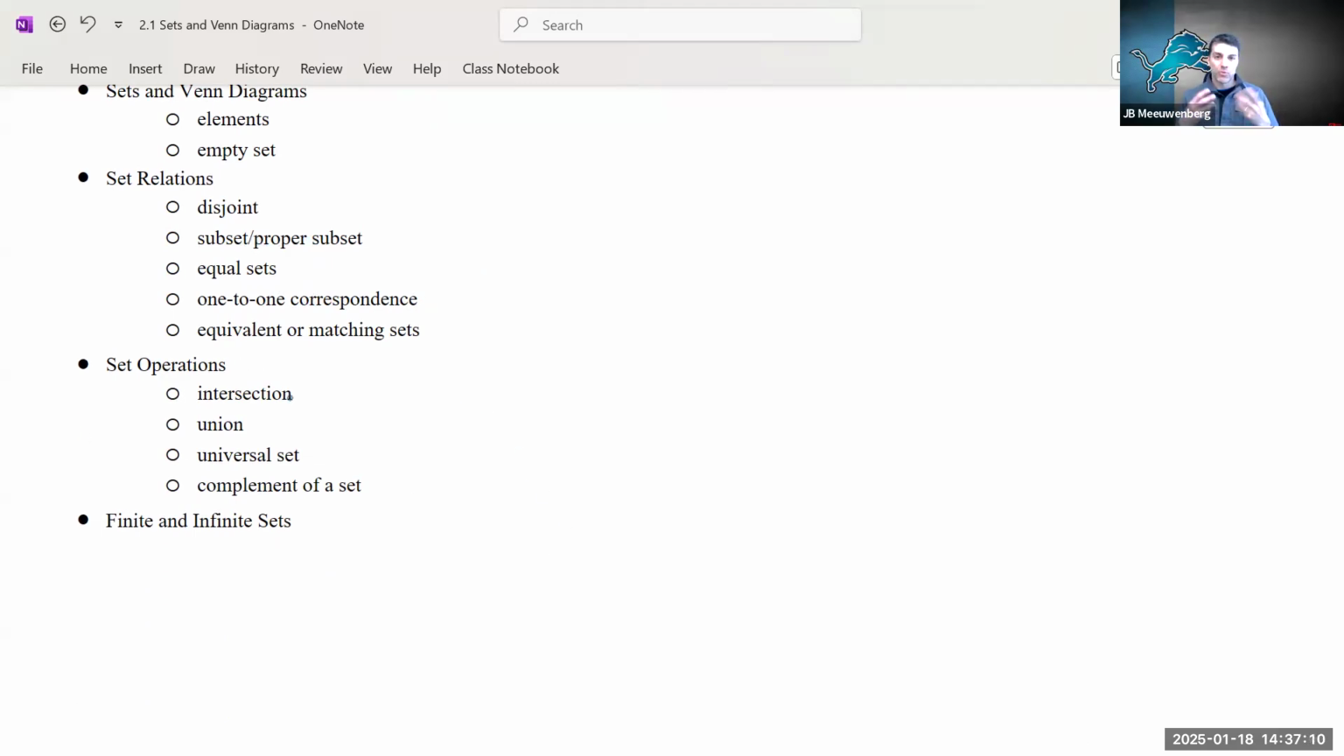And then we're going to do a little bit of set operations. Operations are like things you do to numbers: add, subtract, multiply, divide. Well, we're going to do that with sets of numbers, things called intersection and union, right? That's where you start to kind of add and subtract sets, and they have symbols that go along with them as well. Something called the universal set, complements of sets. We'll also talk about finite and infinite sets.